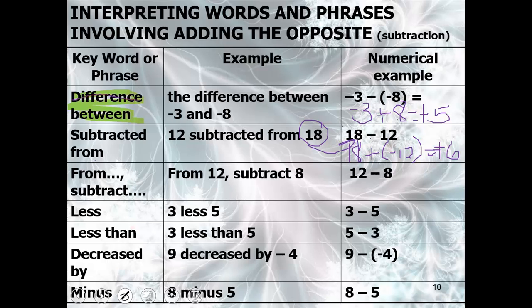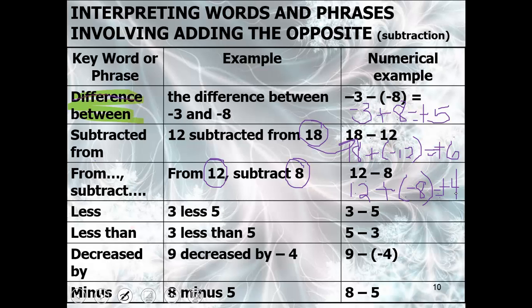From a number, subtract another number. So you'll see phrases like "from 12, subtract 8." This is your first number. This is your second number. 12 minus 8. That's the same as 12 plus a negative 8. What's the opposite of 8? Negative 8. All right, now I have different signs, so I want to take the difference. That's 4. What do I have more of? Do I have more positives or do I have more negatives? I have more positives, so my answer is positive.